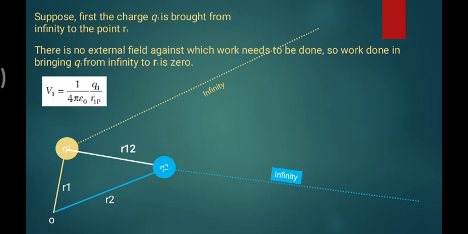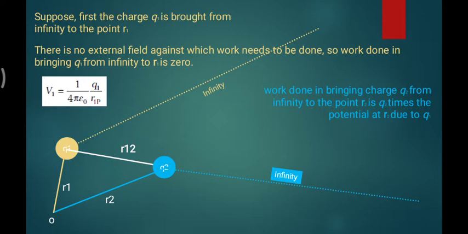When you bring q1, there is no other charge there, but when you bring q2, q1 is present, so its potential is present. So you have to do work on q2 for bringing it from infinite distance to the finite distance r2. How much work you need to do depends on what kind of charge q1 is, whether both are similar charges or opposite charges. But yes, the work done in bringing the charge q2 from infinite distance to r2 is, this is the important crucial point, q2 times the potential of q1.